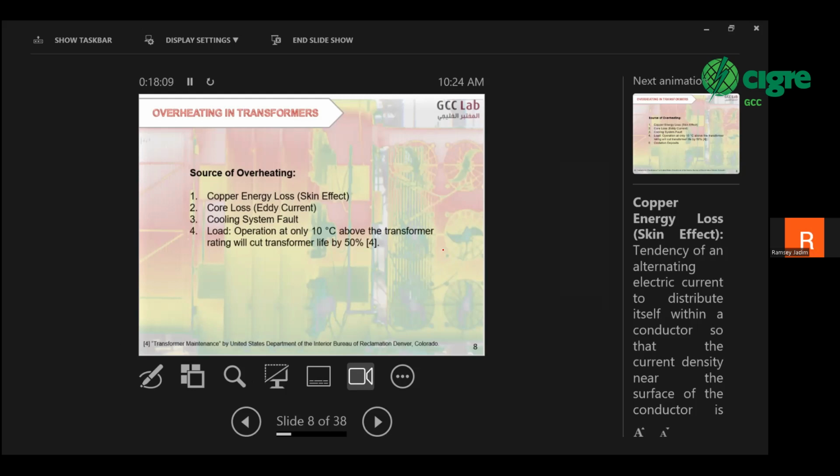So keeping the loading at the normal level is very important. Oxidation deposit: the oxidation reaction inside the transformer, coming due to overheating, can also give more temperature inside the transformer. Corrosion deposit. Why are these two deposits very important to be careful about?